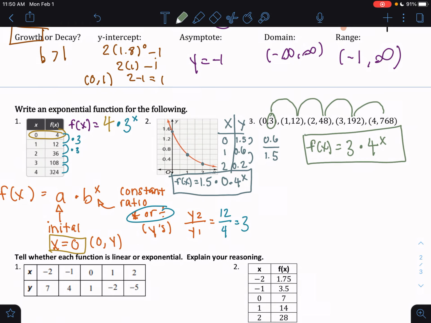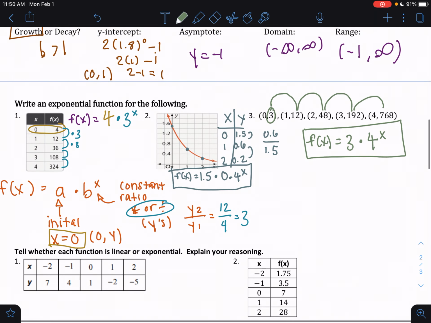And remember, these are exponential, so for these ones, it's always going to be a curved line, and it's not going to be linear, so we don't have a slope. We don't go up and over, right? There's no up and over, because there's no slope.